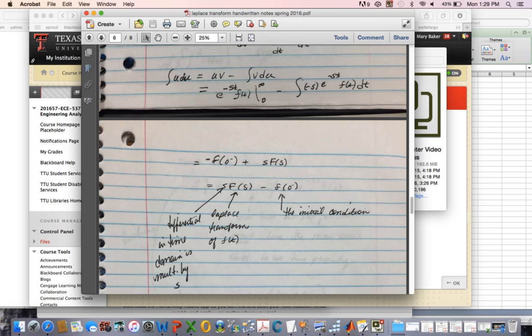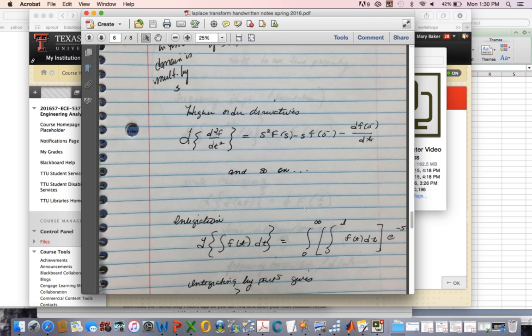So the first term is just evaluated as the initial condition at 0, because at infinity e to the minus st goes to 0. The second term, the s can come out. You have a double negative. The s can come out because with time integration, s is a constant. And then what we're left with under the integral sign is just f of t e to the minus st dt, which is the transform. So when we take the derivative of a function in the time domain, that corresponds to multiplication of the transform in the s domain with the initial condition subtracted off.